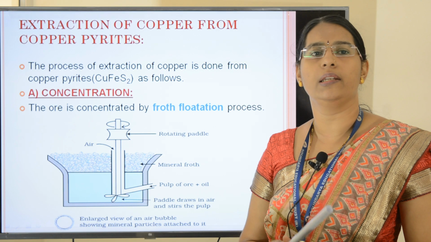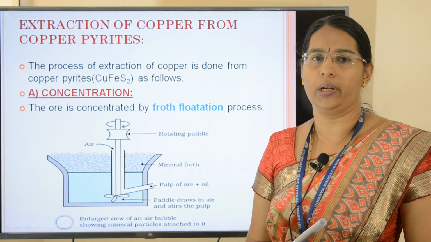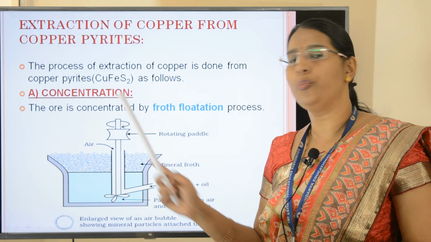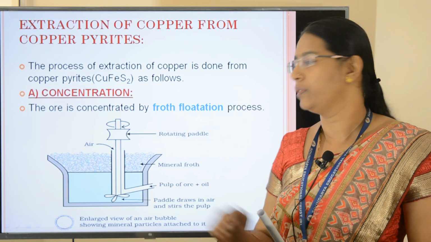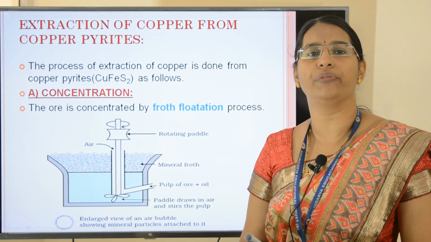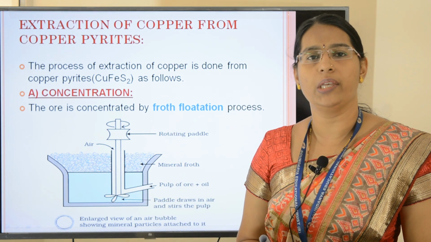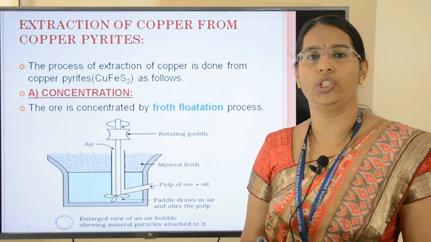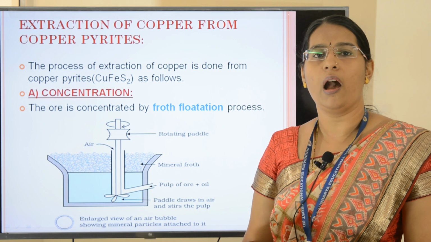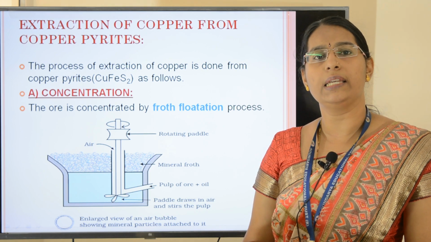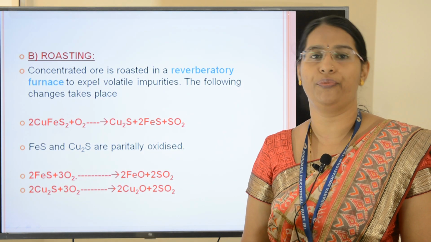It can be collected in a separate container, then dried to obtain the ore particles. Here the gangue impurities are heavier and they are wetted by water. As a result, they settle at the bottom of the flotation tank and can be separated. So this is the basic principle of the froth flotation process, from which the ore is concentrated. After the ore concentration, the next step is the conversion of the concentrated ore into its oxide form.